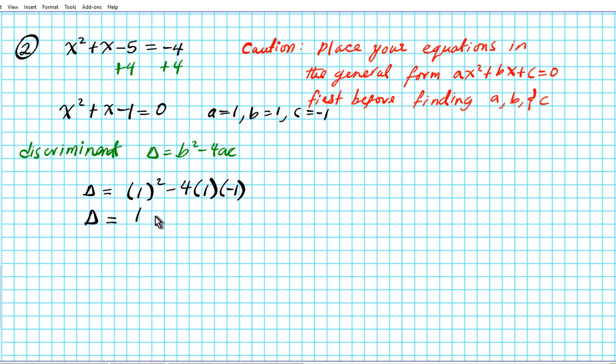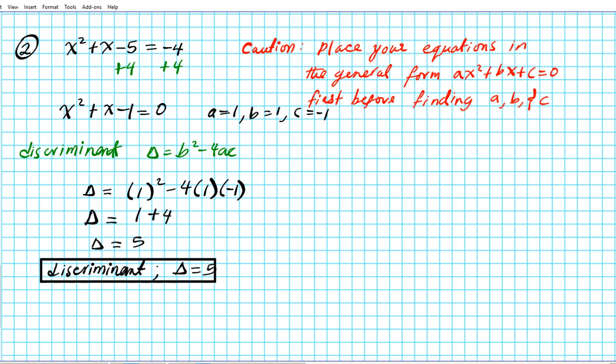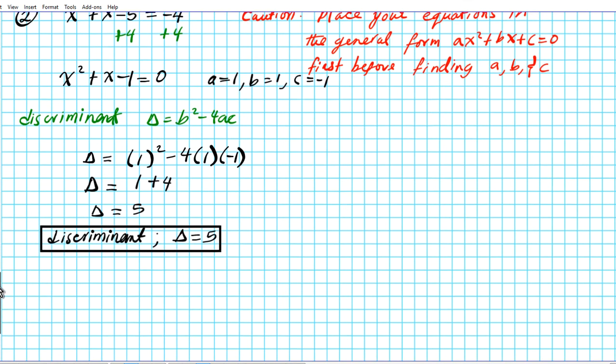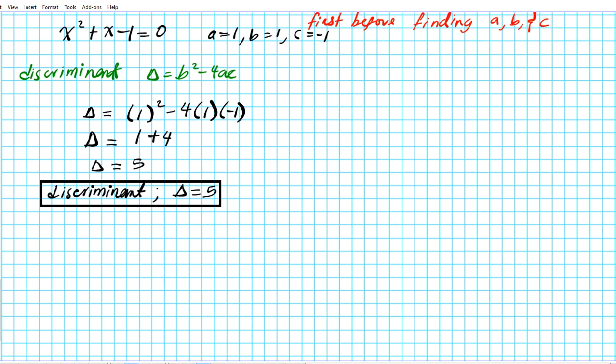Let's simplify that using the order of operations. 1 squared is just 1. Minus 4 times negative 1 is positive 4. 1 plus 4 is 5. Okay, so this is our discriminant value. Our discriminant, delta, is equal to 5. Okay, now, what's the nature of the roots of the quadratic equation with a discriminant value of 5?